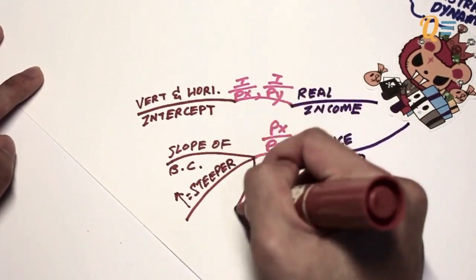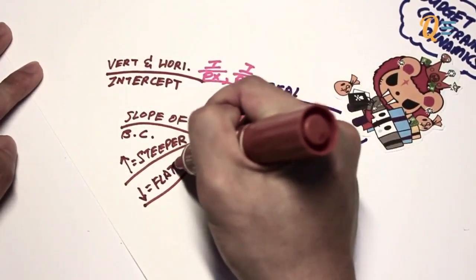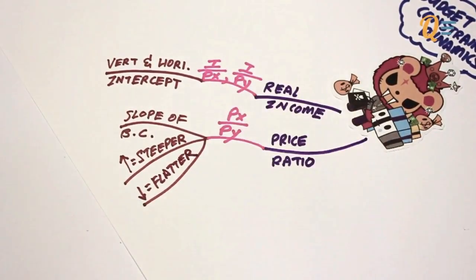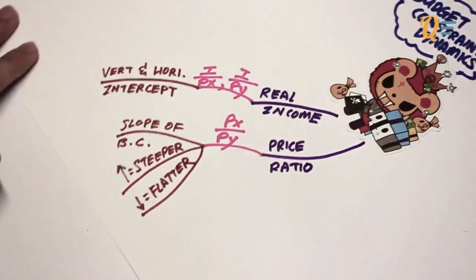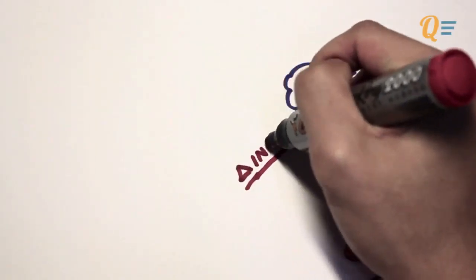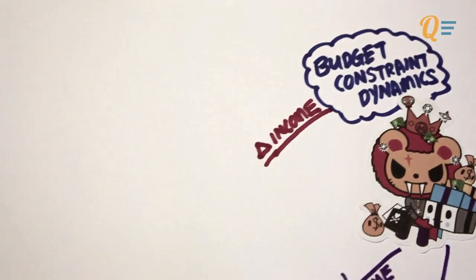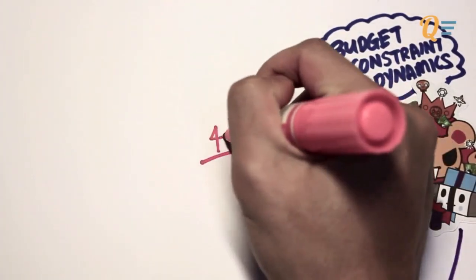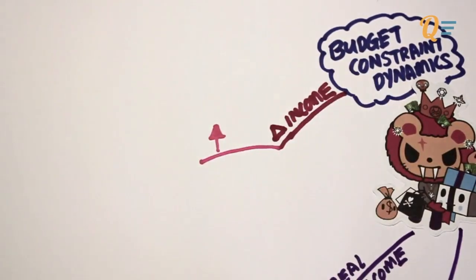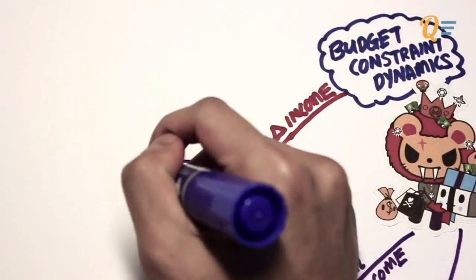So an increase in this value means that the budget constraint is steeper, and a decrease in this value shows that it is flatter. The first type of budget constraint dynamics will be a change in nominal income. Let's just say that nominal income has increased, and obviously for the consumer, this is a good thing, right? So the next step is to identify how the budget constraint moves.